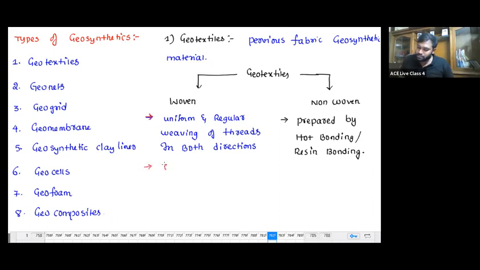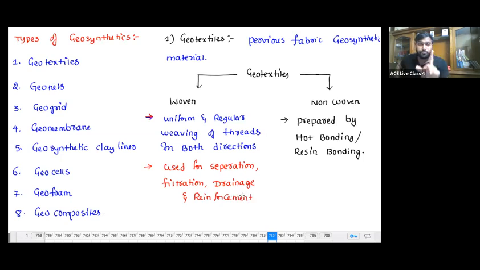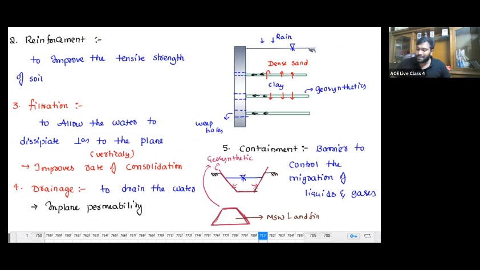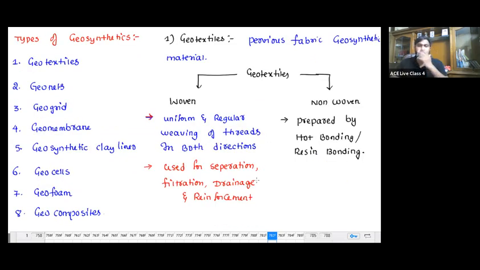And these are used for separation, filtration, drainage, and reinforcement also. Which means in the case of the geotextiles, we use mostly the woven type because the woven is going to be useful for separation, filtration, and reinforcement. Except containment, you can use this one.